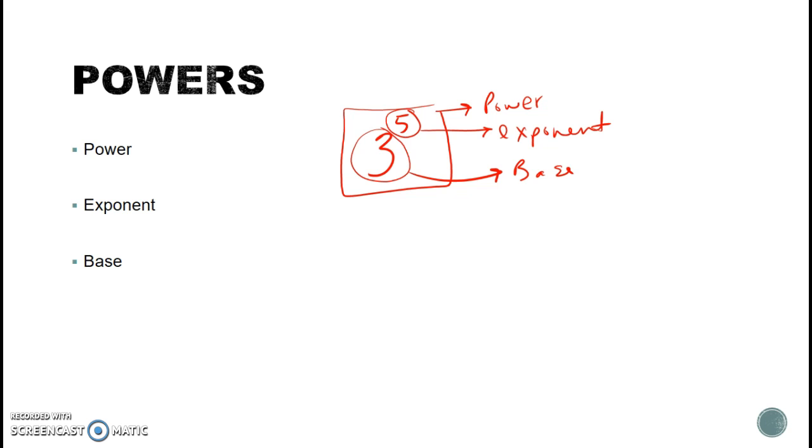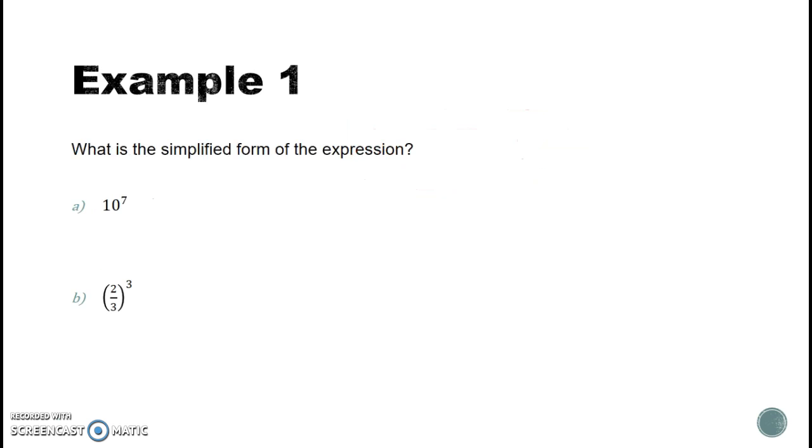So power is the whole thing. The 5 is the exponent, which is being held up by the 3, which is the base. So how do we simplify the expression? Well, when we have 10 to the 7th power, that is the same as 10 times itself 7 times, because an exponent represents repeated multiplication.